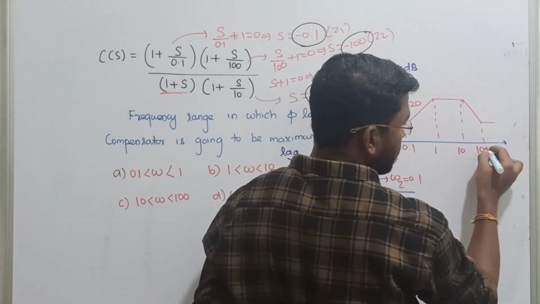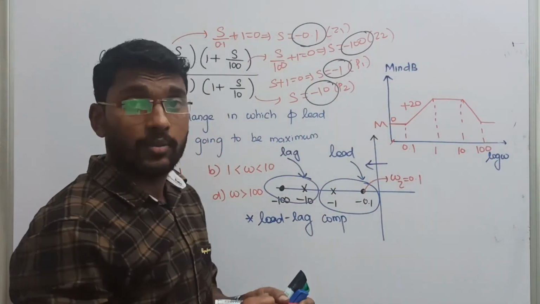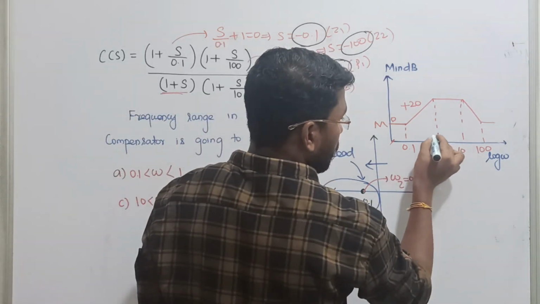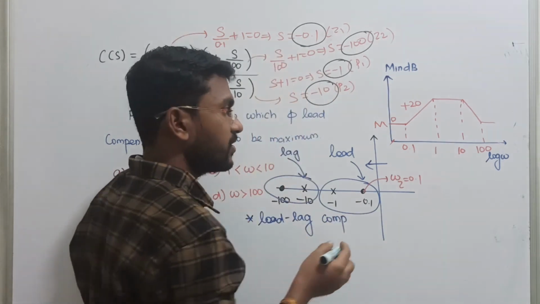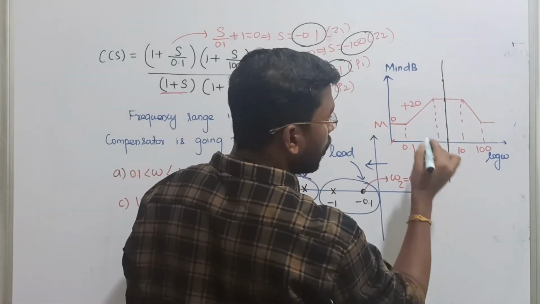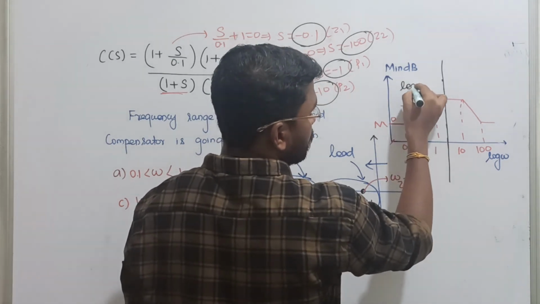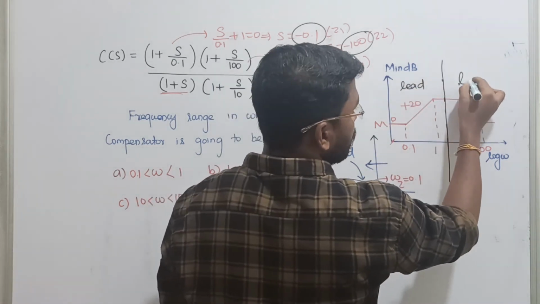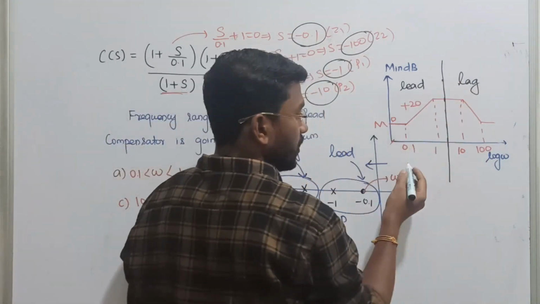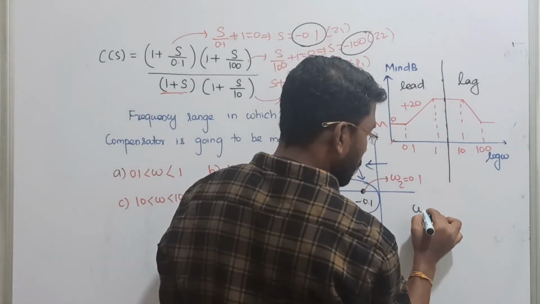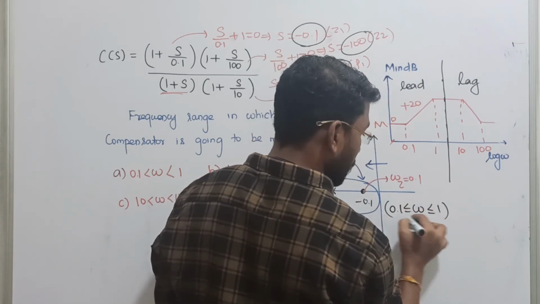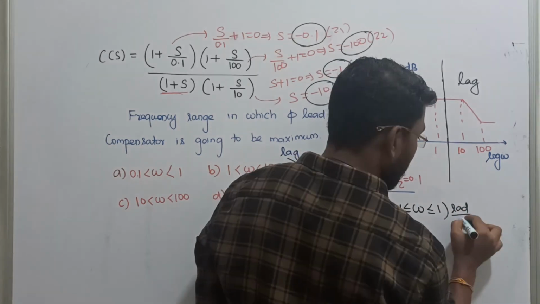So here I am introducing a zero. Now see there, initially my system is acting as a lead compensator. In this zone, let me break it into two parts. In this zone, my system is going to act as a lead compensator. In this zone, our system is going to act as a lag compensator. For our lead compensator, the range of the frequency is 0.1 to 1 radian per second.